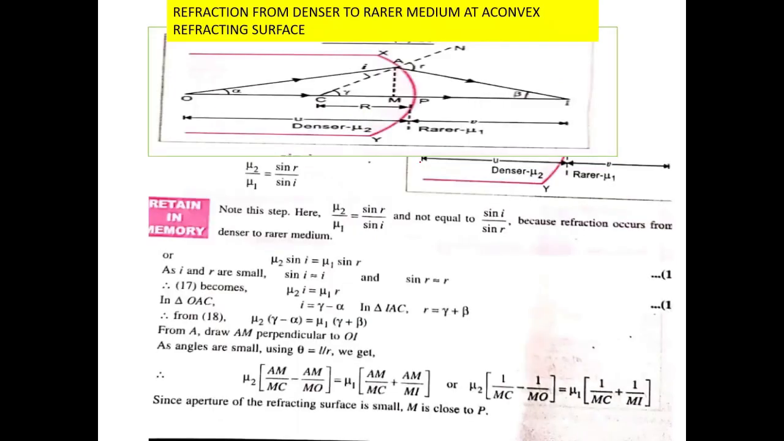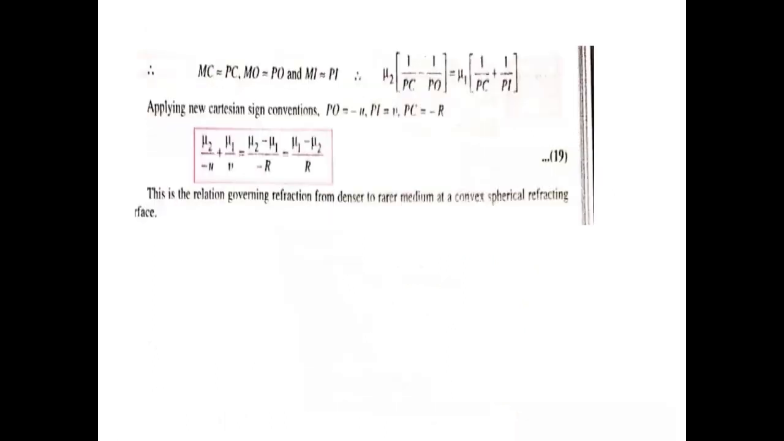Now, refraction from denser to rarer medium at a convex refracting surface. When the object is in the denser medium, we follow the same Snell's law, and from Snell's law we derive it. I need not derive it, teachers. So what do you expect the final formula to be? This is the final formula, isn't it?